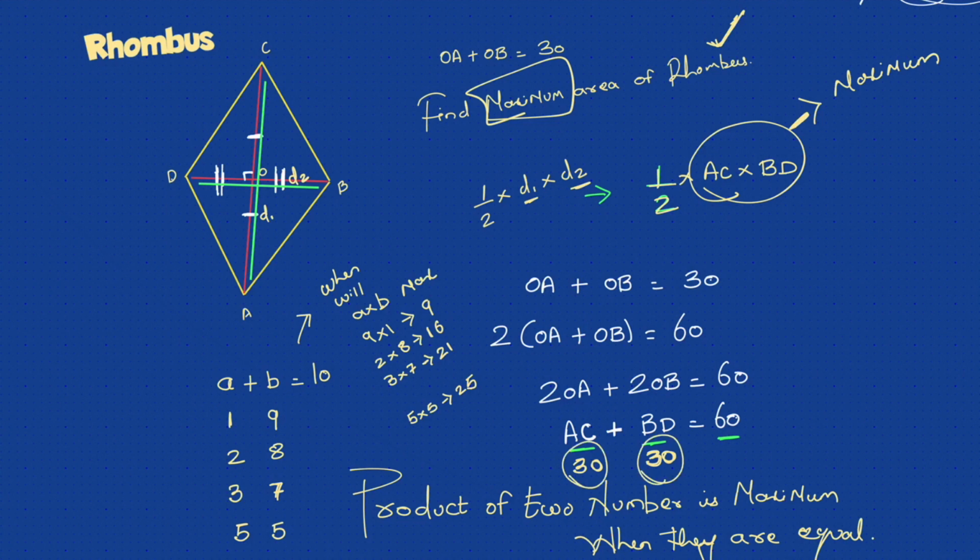Okay, so let's just write this. That will be nothing but half into 30 into 30, where the product will be maximum. Now that's it. What is 30 into 30? 900 divided by 2 is nothing but 450. And that is the maximum area of the rhombus.